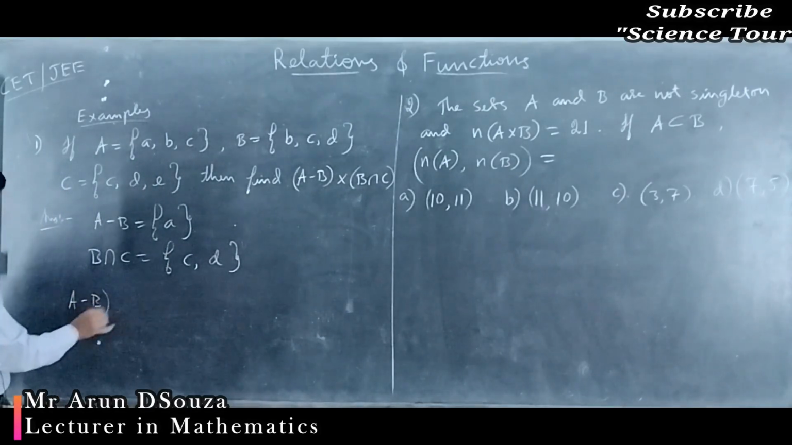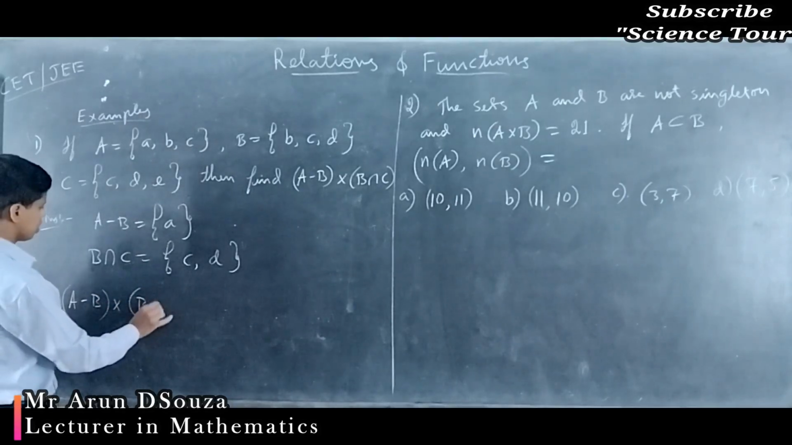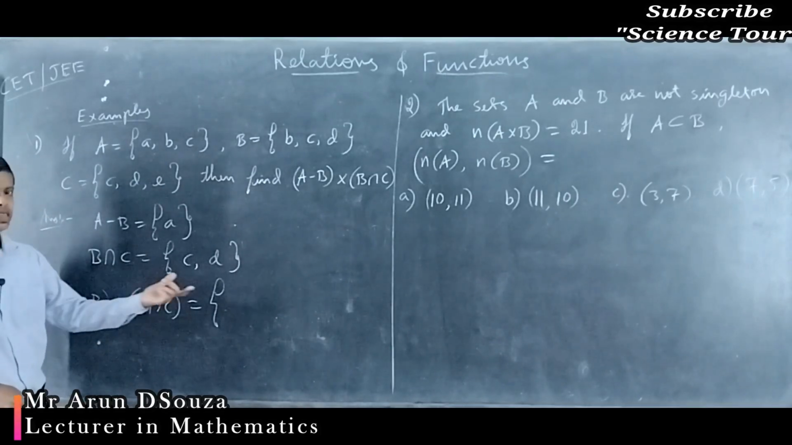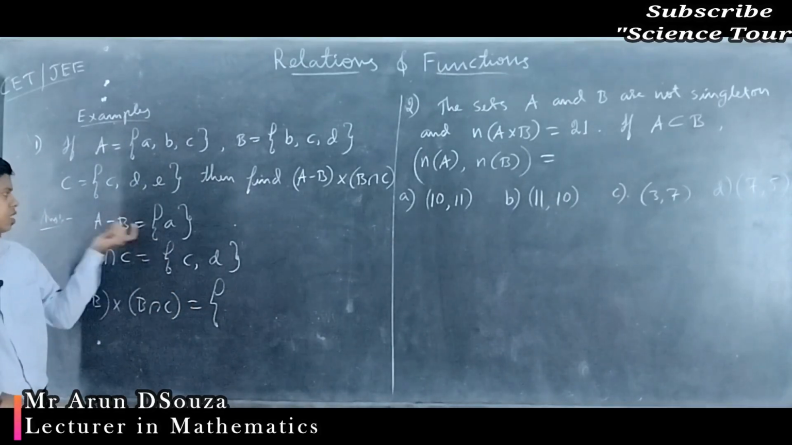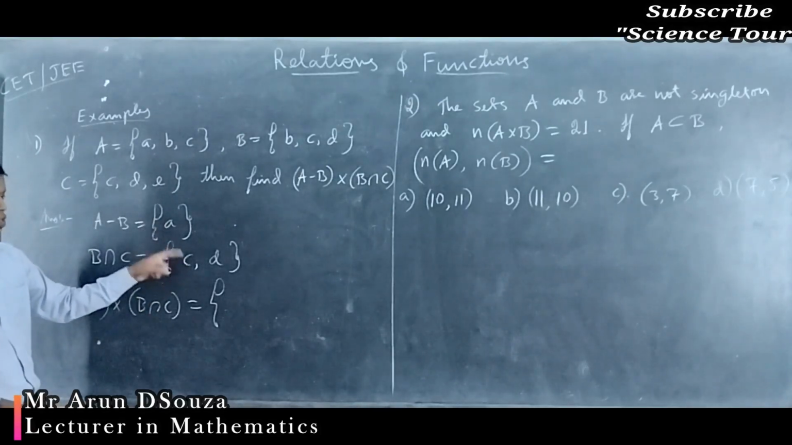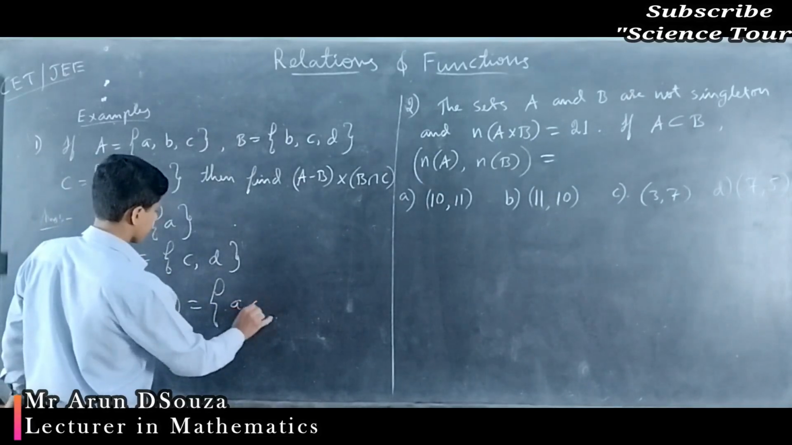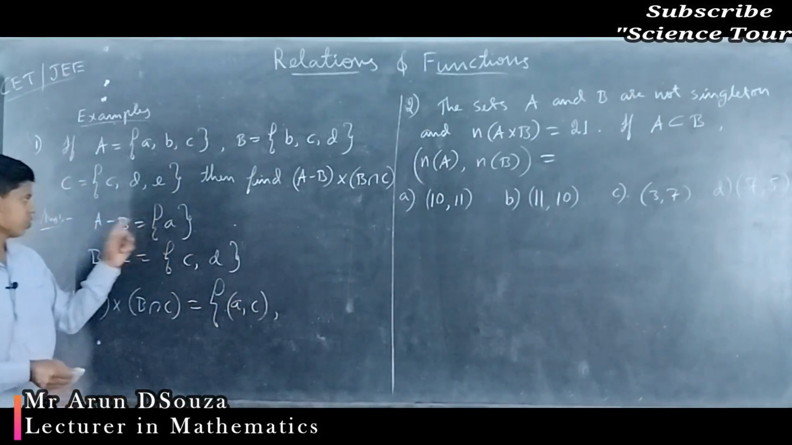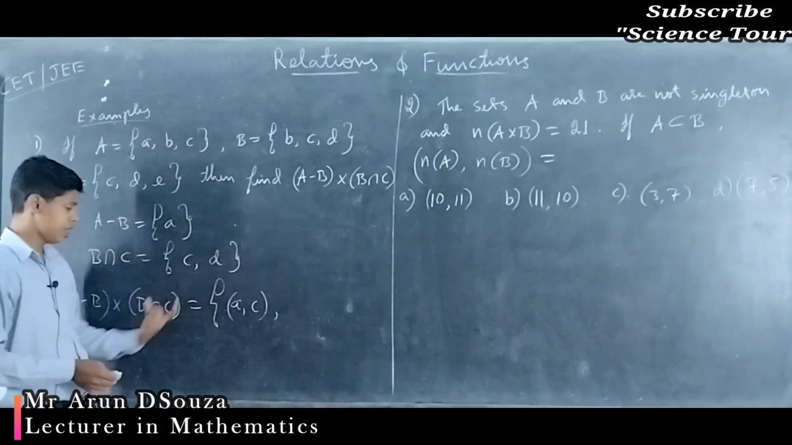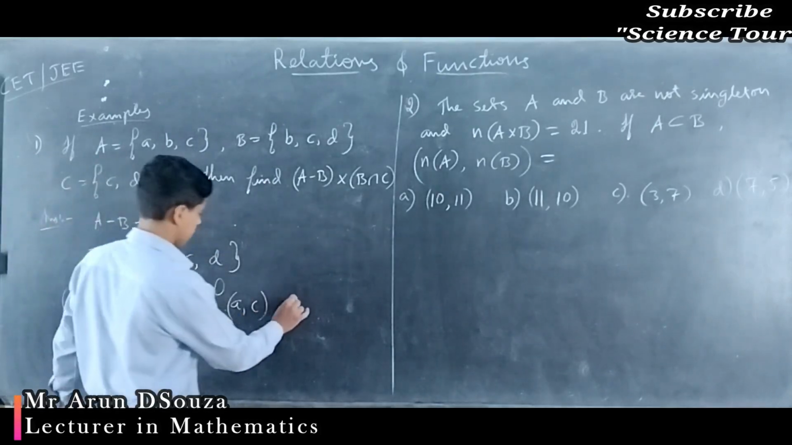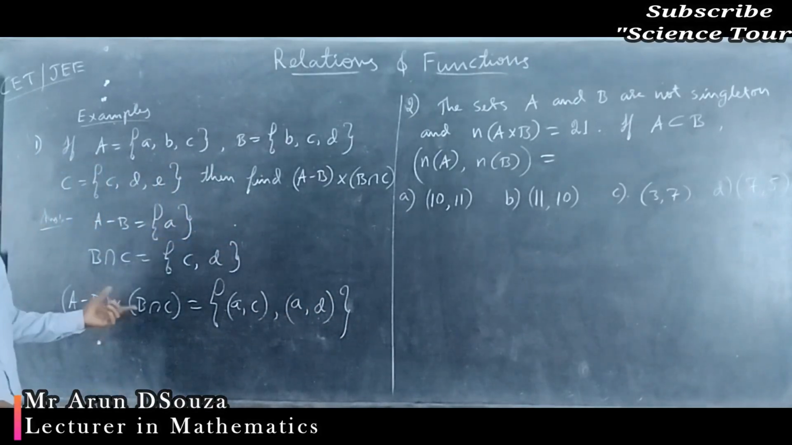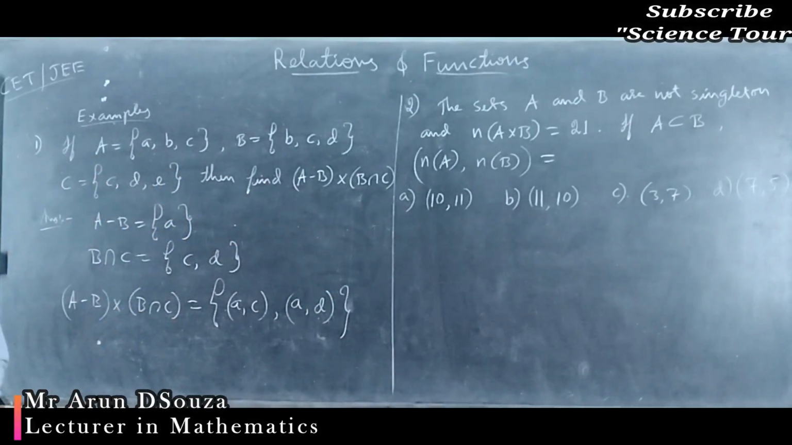Now you can write the cross product of these two sets. How do you write the cross product? You write the set of all ordered pairs. The first element is selected from the first set and the second element is selected from the second set. So (a, c) is the first ordered pair. a belongs to the first set and c belongs to the second set. Now you have one more element in the second set, so go for (a, d). So that's it. This is (A minus B) cross (B intersection C).